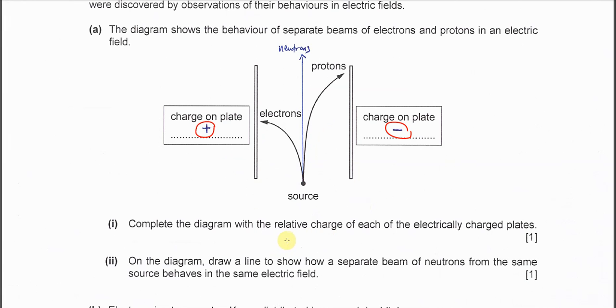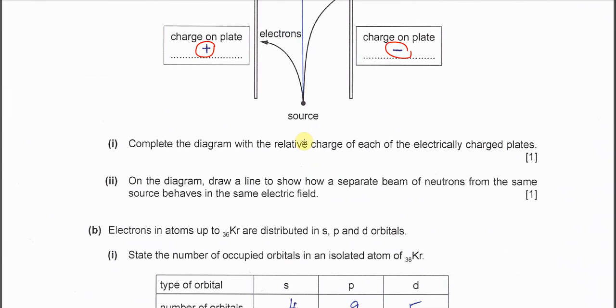Part 2. On the diagram, draw a line to show how the separate beams of neutron from the same source behave in the same electric field. So neutron will not be affected by these charge plates, so you just go straight. You just draw a straight line, okay, for the neutrons.